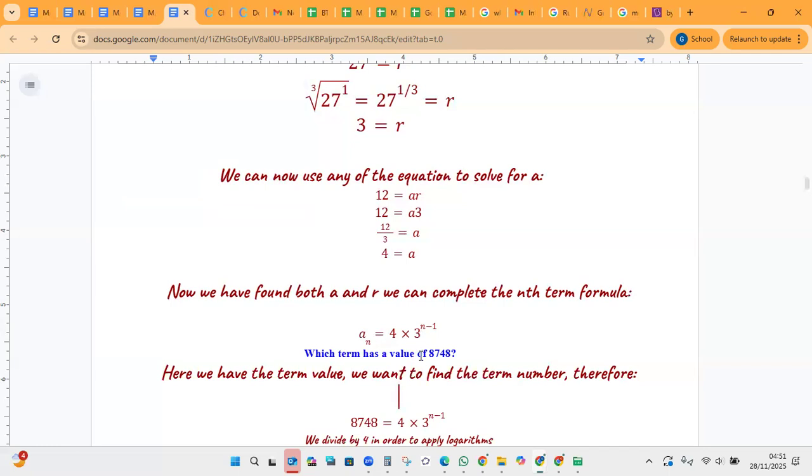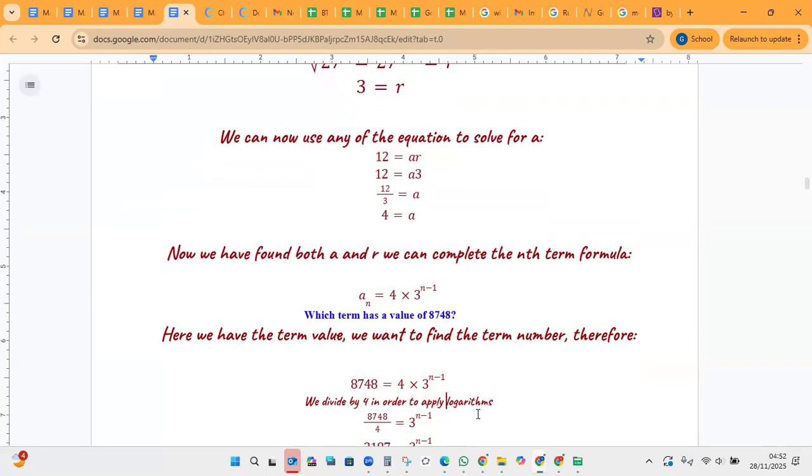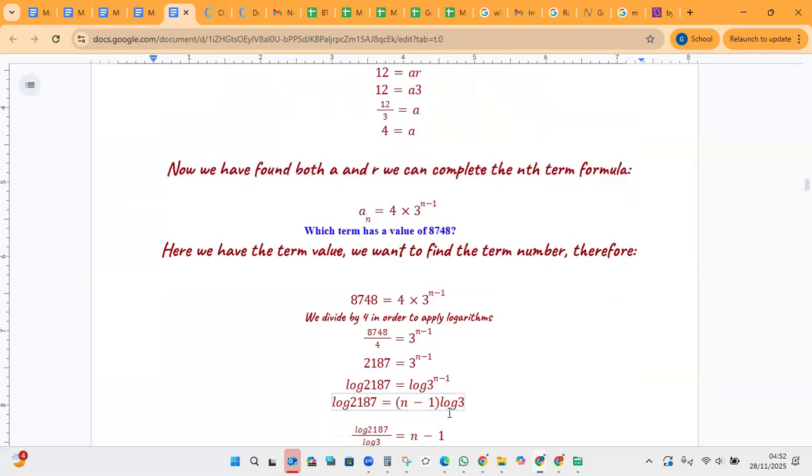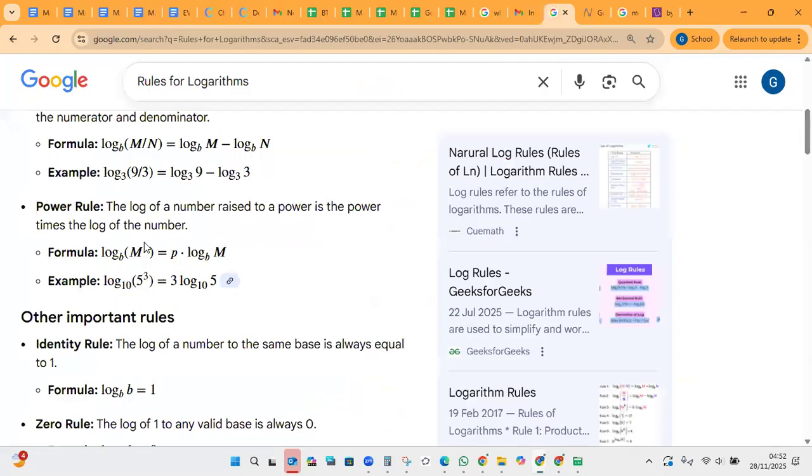So now we can solve for the position that 8,748 occupies. It says, which term has a value of 8,748? Here we have the term value, and we want to find the term number. Therefore, we put 8,748 in the nth term position, and we are going to solve for n. We divide by 4 in order to apply logarithms, because n is now part of the exponent. We came across the power rule for the exponent already. You take logs on both sides, and the exponent can be written as a multiplication.